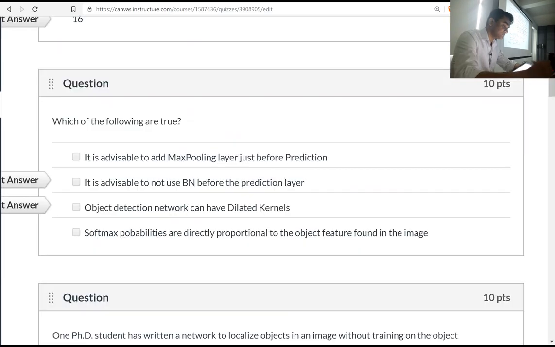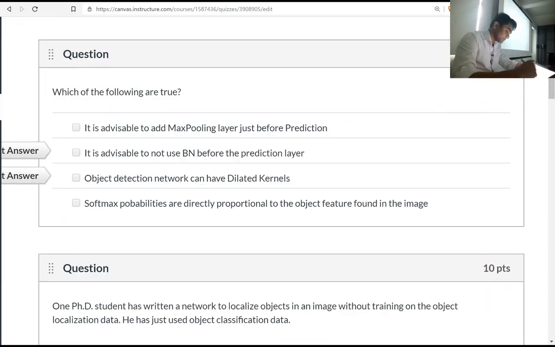Okay. Now, which of the following is true? It is advisable to add max pooling just before prediction. No, definitely no, right? We'll never want to do that. It is advisable to not use BN before the prediction layer. That is true. Just before the prediction layer, you are not supposed to do anything. Object detection network can have dilated kernels, right? Softmax probabilities are directly proportional to the object feature found in the image. Not true, right? They're exponentially related. There's no linear relationship there. It's an exponential relationship.